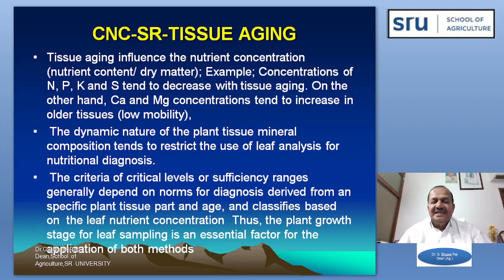The dynamic nature of plant tissue mineral composition tends to restrict the use of leaf analysis for nutritional diagnosis. The criteria for critical levels or sufficiency ranges generally depend on norms for diagnosis derived from a specific plant tissue part and age, and it classifies based on the leaf nutrient concentration. Thus the plant growth stage for leaf sampling is an essential factor. It is very important for the application of both the methods.